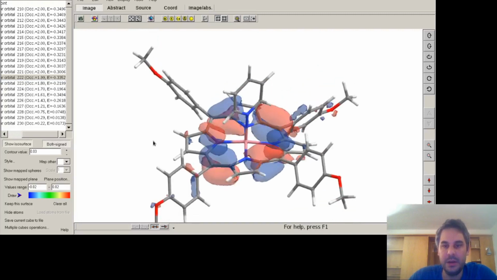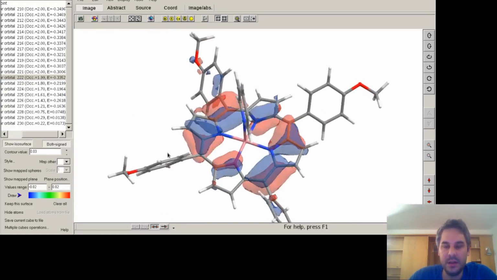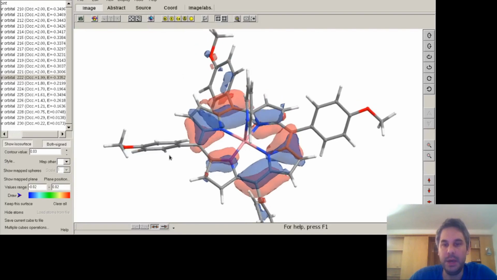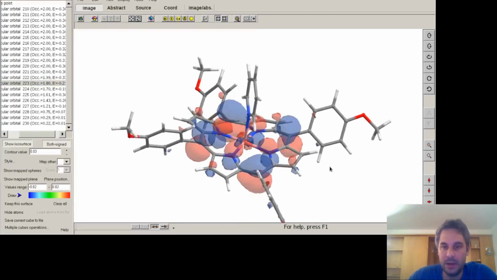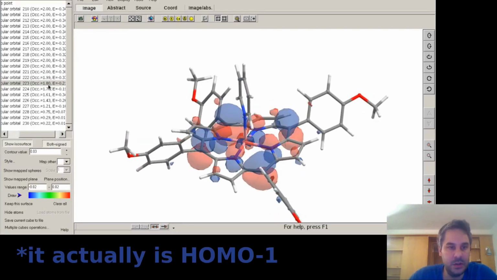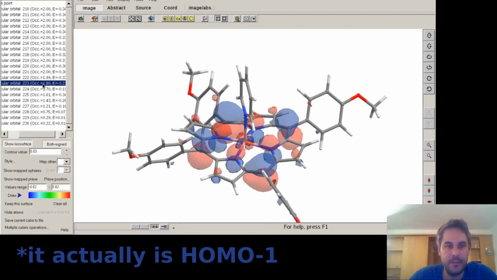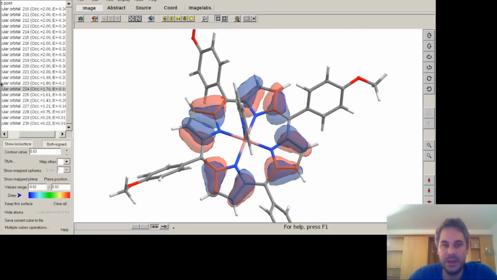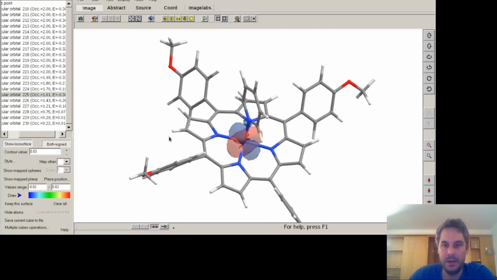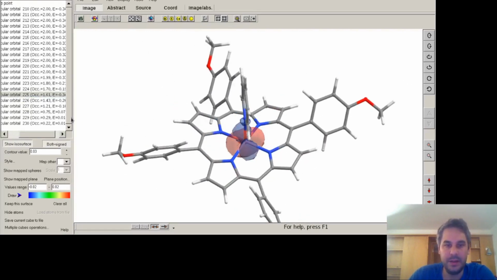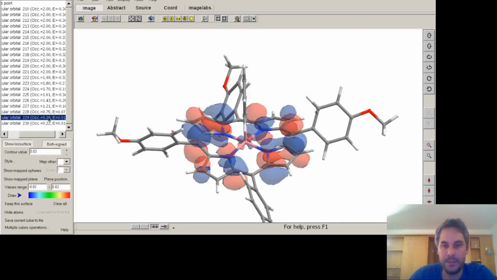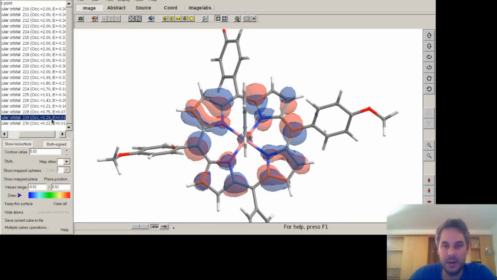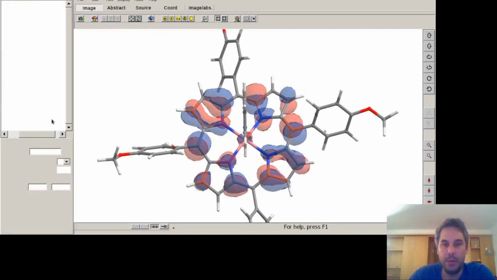Now if I see the surface, although it's a pi type orbital, it is not the one we want. This one is also not exactly the one we want. This one is. This one also is a 3d metal orbital. This one also, dx squared minus y squared. And these are the LUMO plus 1 orbitals.